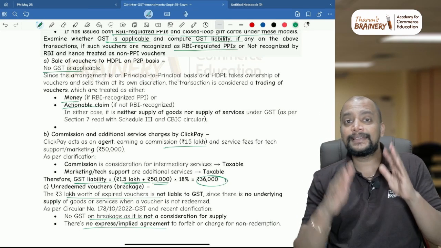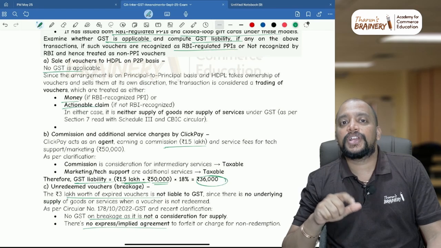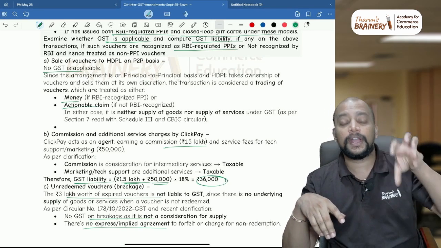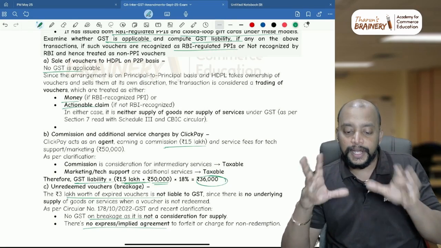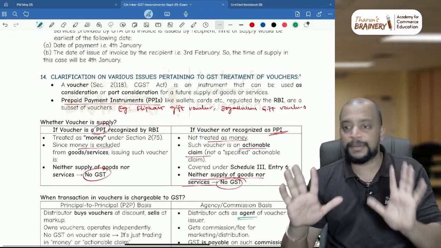As this is the September exam, there is an important clarification related to vouchers. There is a high chance that this point can be tested. Maybe they can coin a question like this for your exam. This is related to the vouchers that you need to remember.